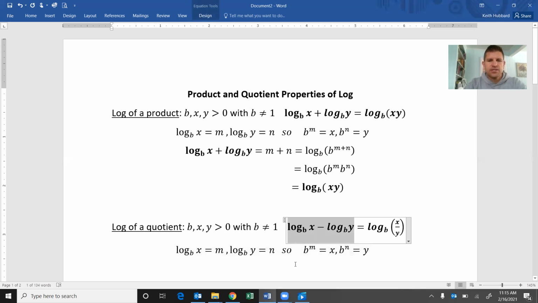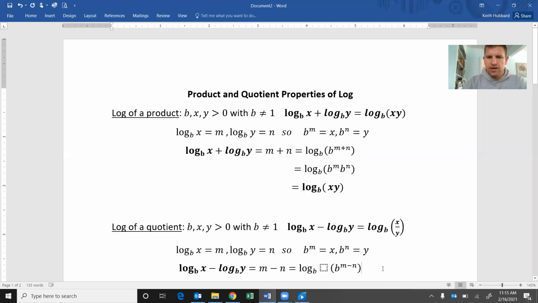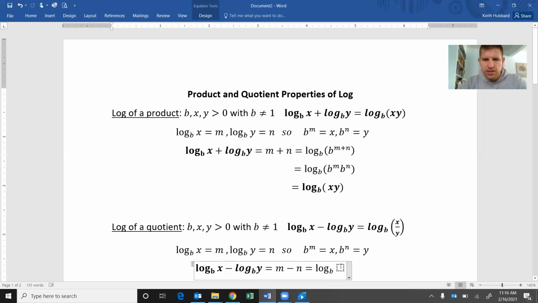Okay, so let's see what happens if we start here. You could even pause the video and see if you can practice it yourself, but first off, we get m minus n, then we get log base b of b to the m minus n, right? You can see how that's just what we did above. Let's see if we can make that well behaved and pop down below.